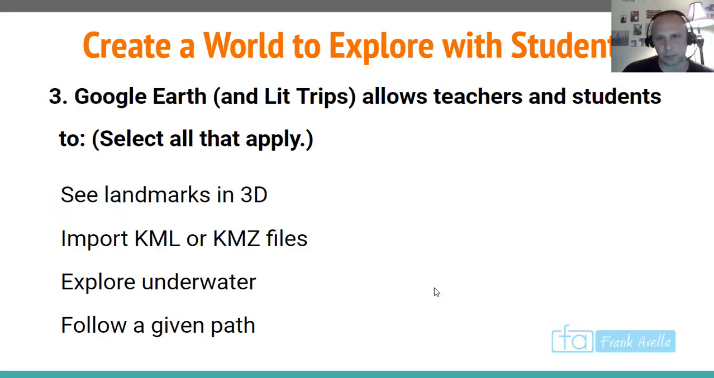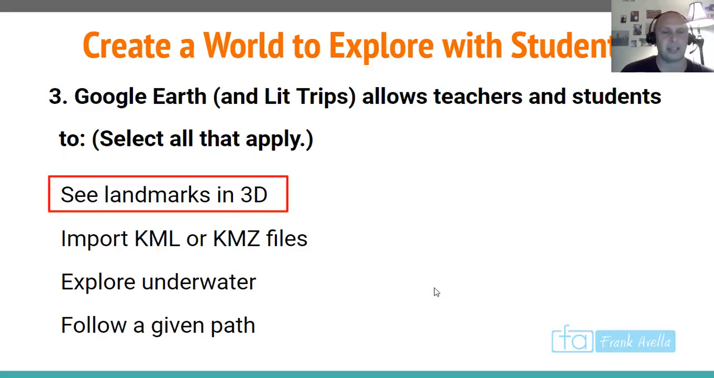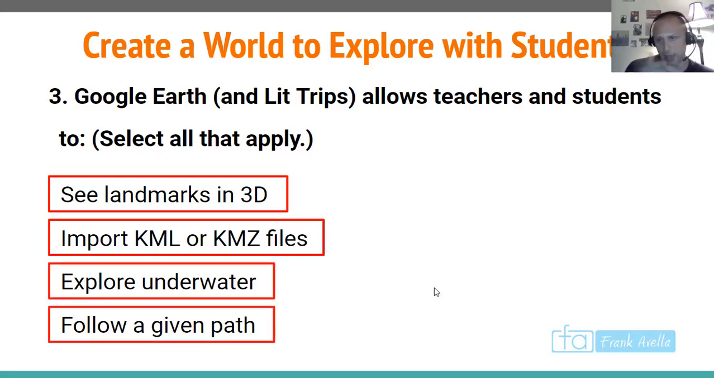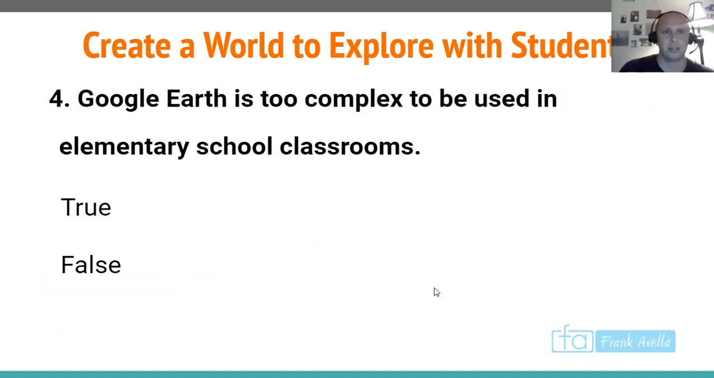Google Earth and Lit Trips allow teachers and students to do what? See landmarks in 3D, in three dimensions, right? That's one of the points. You have to import KML or KMZ files. Explore underwater, we mentioned. And follow a path, right? Especially with Lit Trips. Where did the character go? Google Earth is too complex to be used in elementary schools. False, right? They love it. The younger the grades, the more they love Google Earth. As they get older, they don't like it so much.